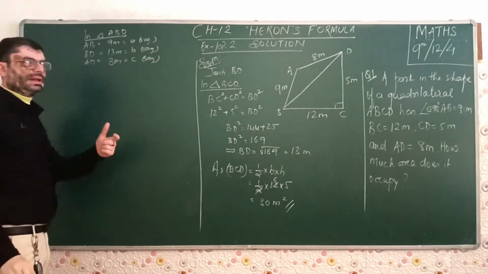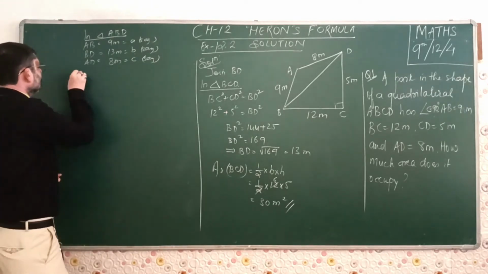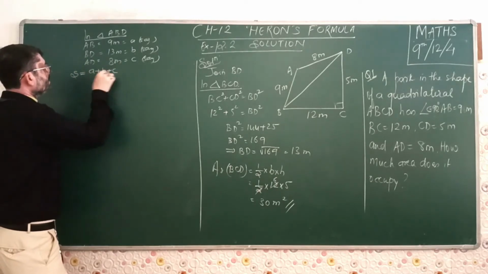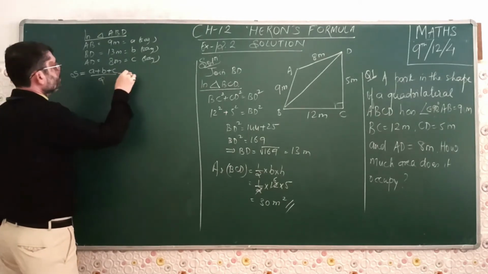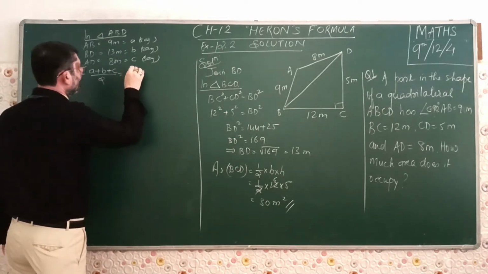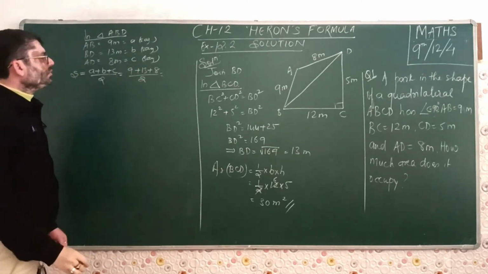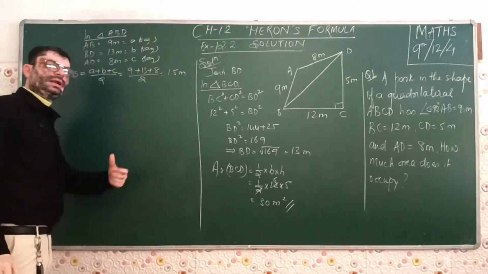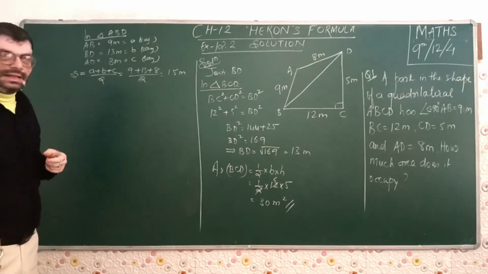So in order to apply Heron's formula, we first of all need the semi-perimeter of the triangle. So let's find out the semi-perimeter. S is equal to (A plus B plus C) by 2, and substituting the values of A, B and C, we have (9 plus 13 plus 8) by 2, and this is 30 by 2, this is 15. Now we have obtained the semi-perimeter.